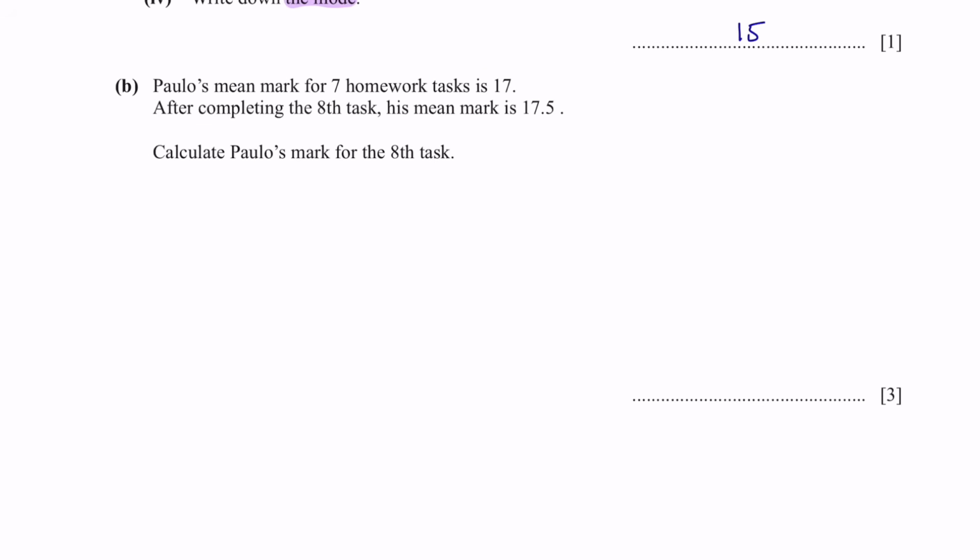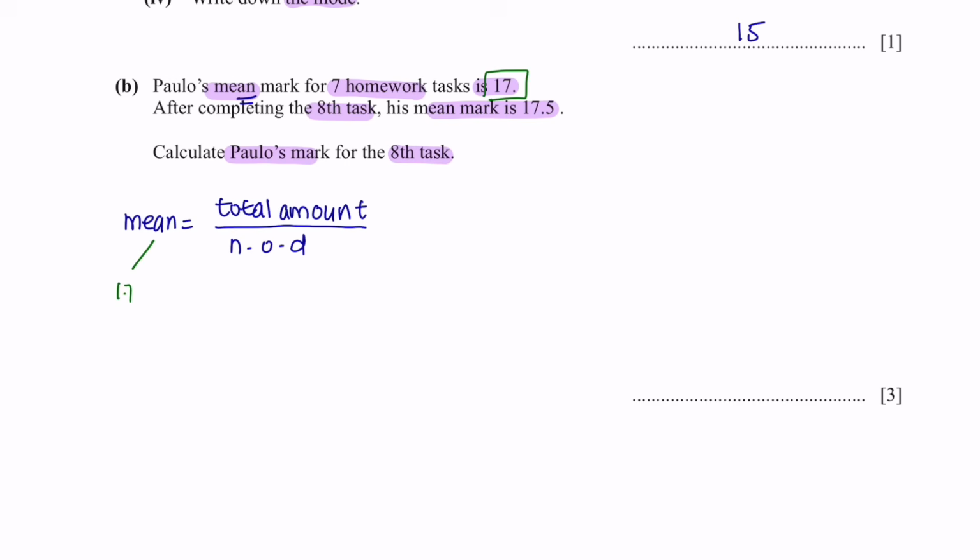Next, part B. Paulo's mean mark for 7 homework tasks is 17. After completing the 8th task, his mean mark is 17.5. Calculate Paulo's mark for the 8th task. As mentioned, to calculate the mean, we're going to take the total amount divided by the number of data. So the mean mark here is 17. We do not know the total amount, but we know that the number of data is 7. And after completing the task, the new mean was 17.5, and this time the number of data is 8.